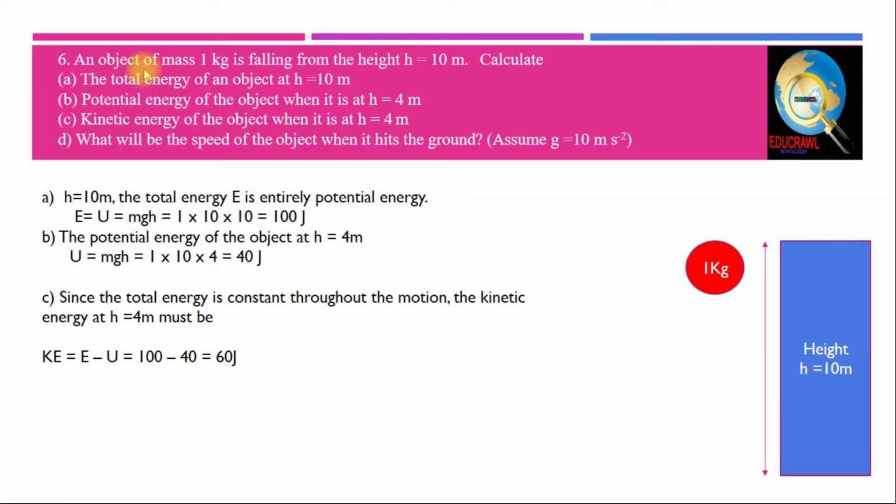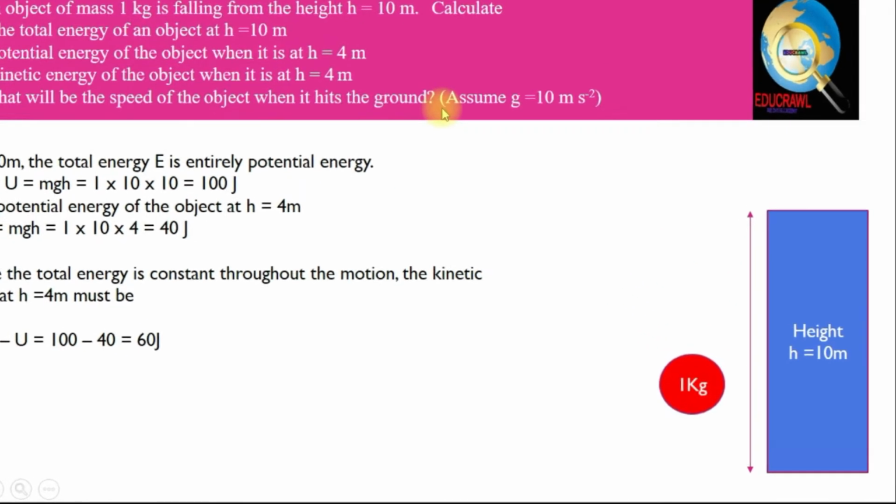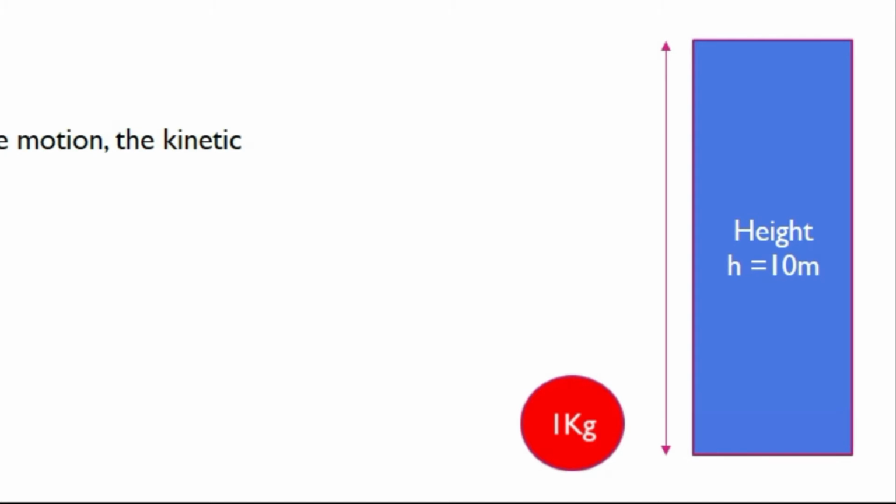Sixth problem. An object of mass 1 kg is falling from a height of 10 meters, which you can see in the animation below. Now we have to calculate the total energy of the object when it is at a height h equal to 10 meters.